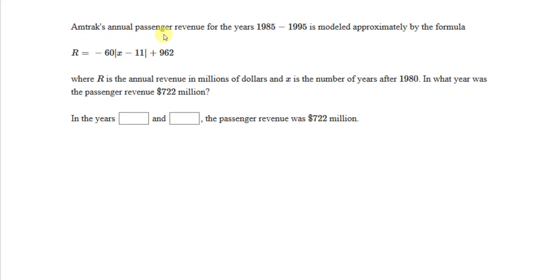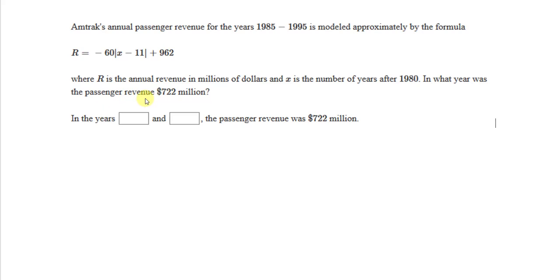Amtrak's annual passenger revenues for the years 1985 to 1995 are modeled approximately by the formula given here. R is the annual revenues in millions of dollars, and X is the number of years after 1980. In what years were the passenger revenues $722 million? So this is the keyword. This is the revenue.